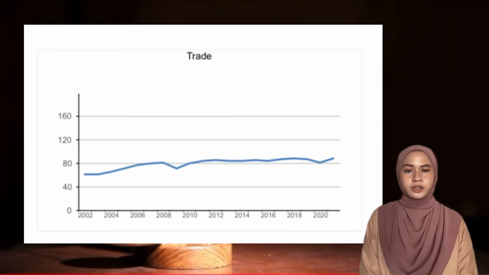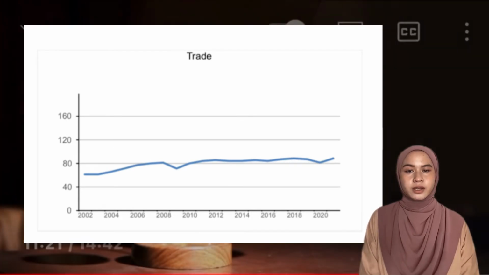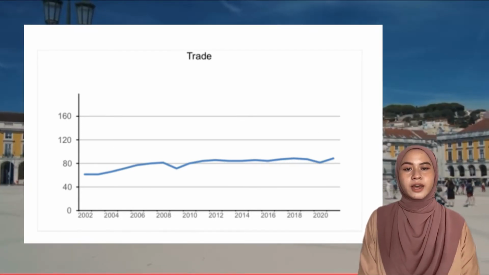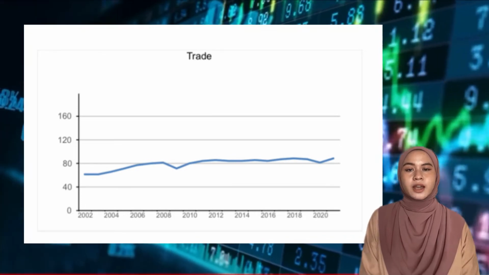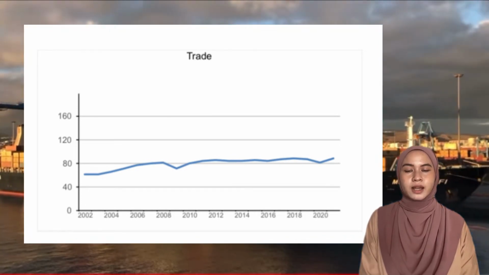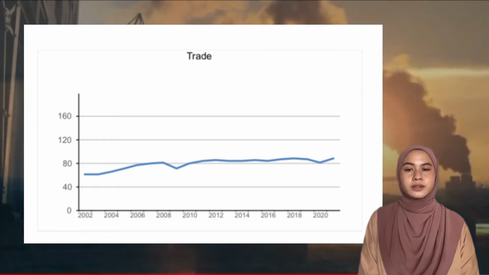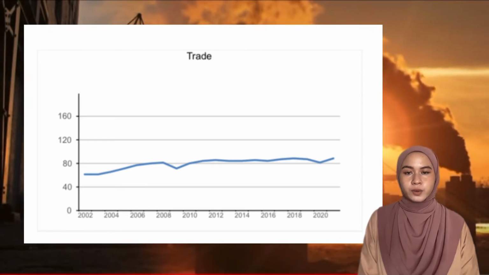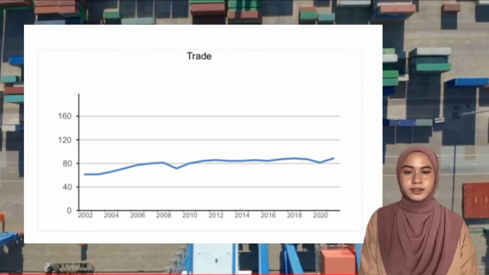The trade of Germany increased dramatically in 2008, then decreased in 2009 and 2011. Then trade of Germany constantly increased until 2019 and dropped in 2020. And in 2021, trade continued to increase.